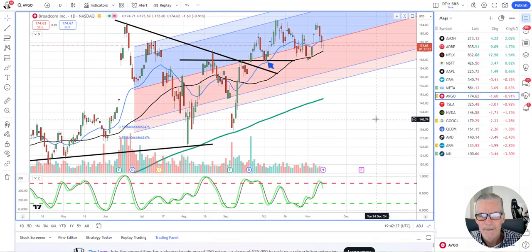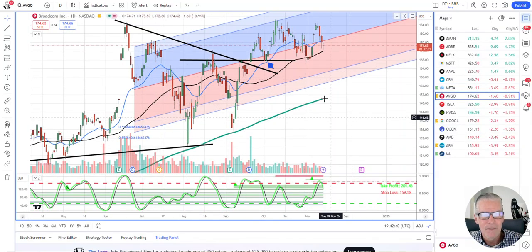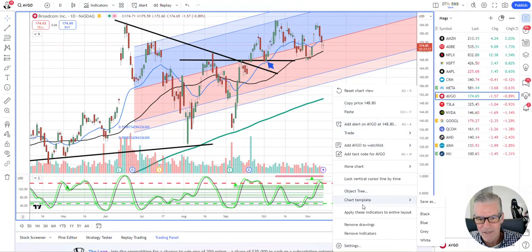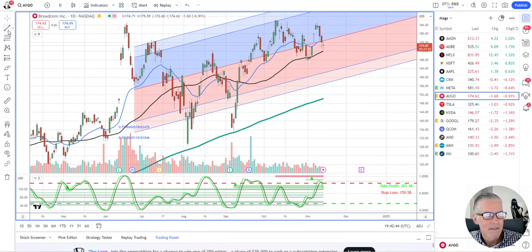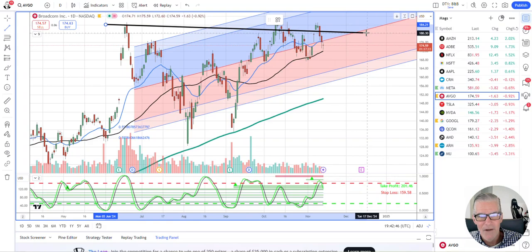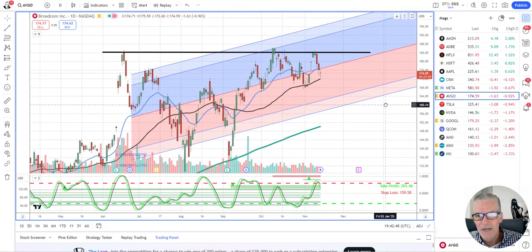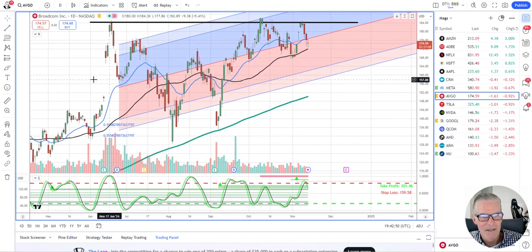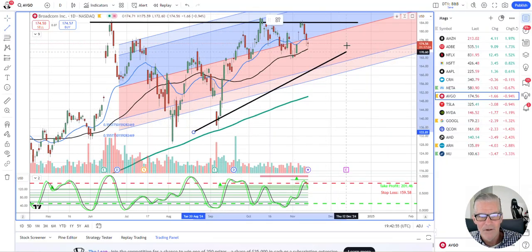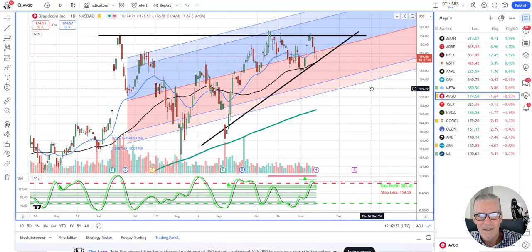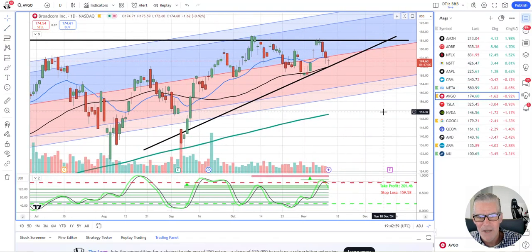One more look is AVGO. Kind of a similar pattern. That stuff on the chart is from the past. Your ceiling is up here at 184. Very clearly defined. Can you see that? And then I guess that would be your supporting trend line. So that's your pattern right there.